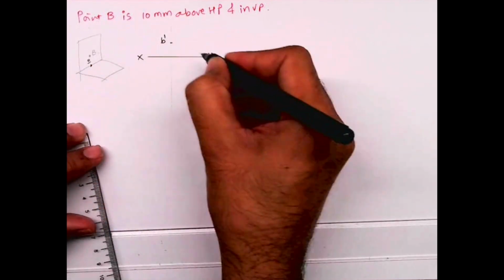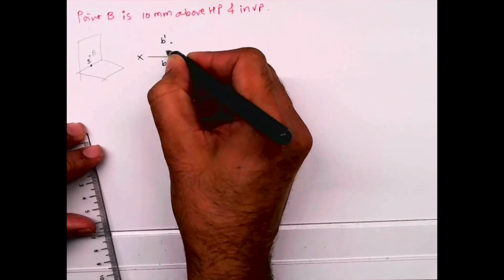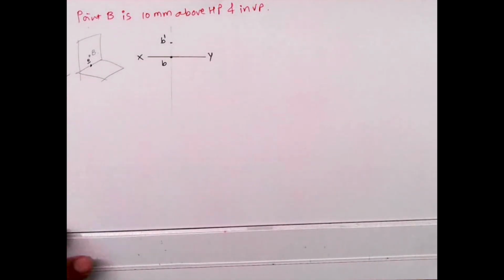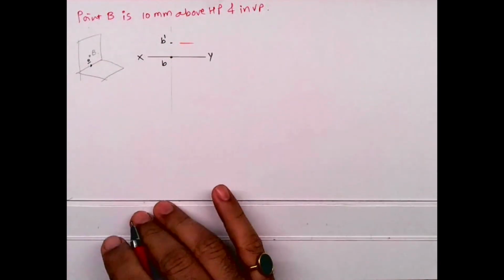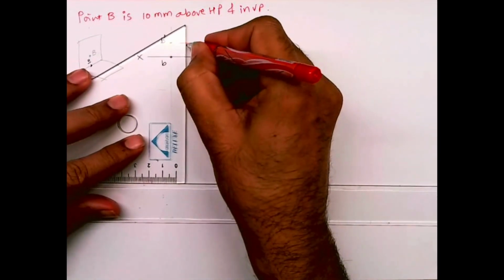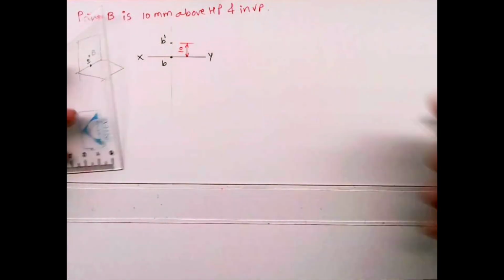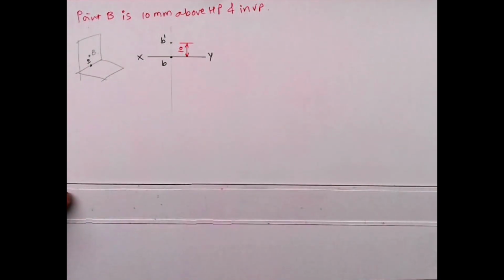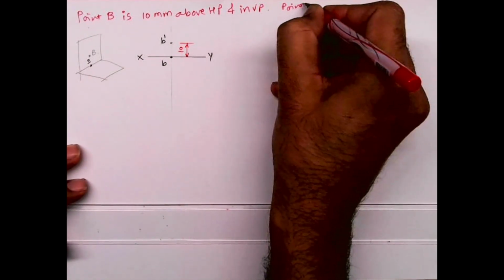And when you see from the top we will come here. It is in VP, so it will be on XY line. So always remember, whenever they say it is in HP or it is on HP or it is in VP or it is on VP, it will be on XY line. We'll see one more example like this. So now this is point B. Now we'll see point C.